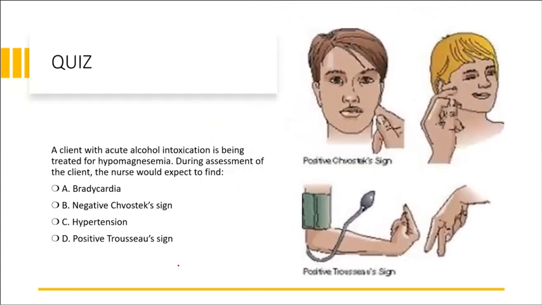Okay, I know the correct answer would be D, which would be a positive Trousseau sign, because Trousseau sign refers to the involuntary contraction of the muscles in the hands and the wrist, which we also refer to as carpopedal spasm. And this occurs after compression of the upper arm with a blood pressure cuff. So you're going to compress the upper arm and you're going to see carpopedal spasm, which are those involuntary contractions of the muscles in the hands and also in the wrist area.